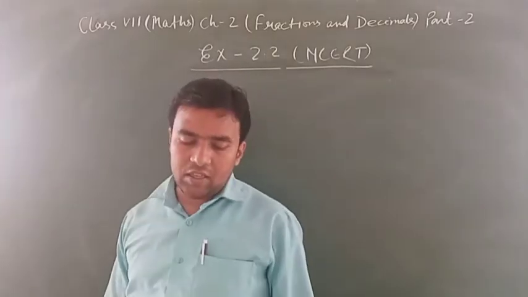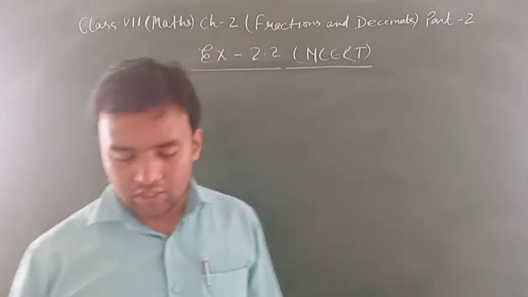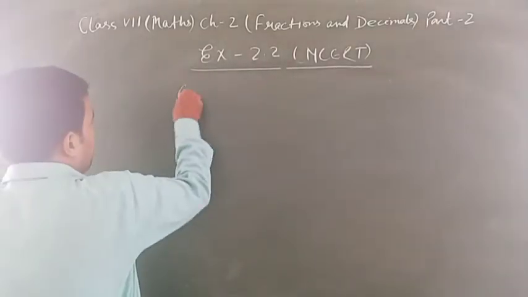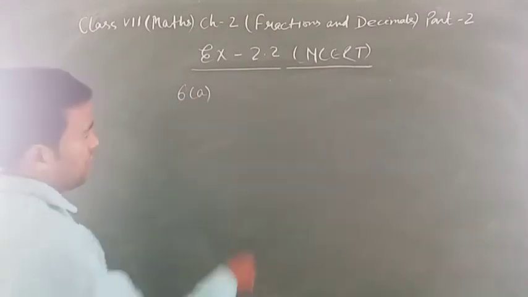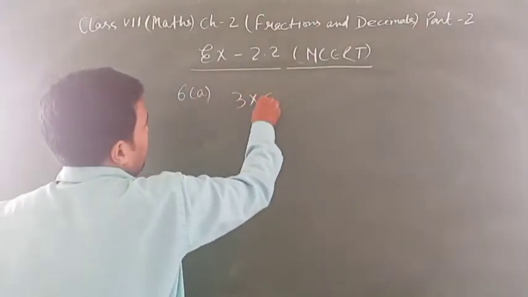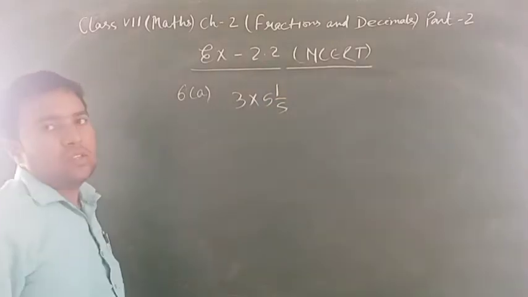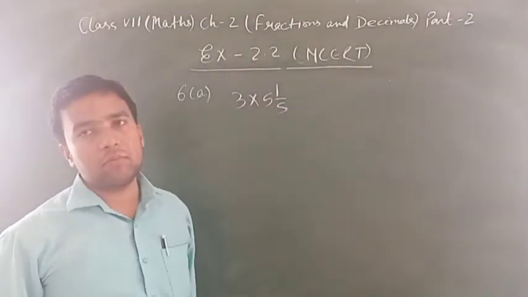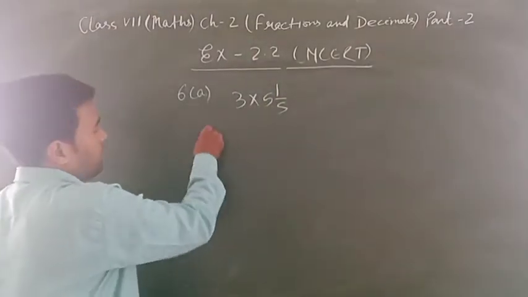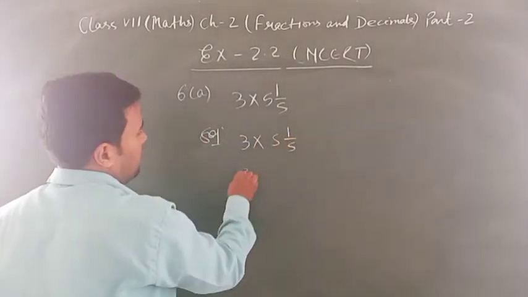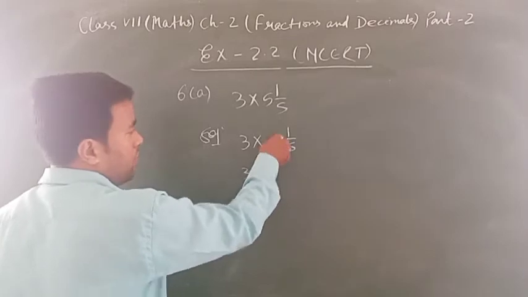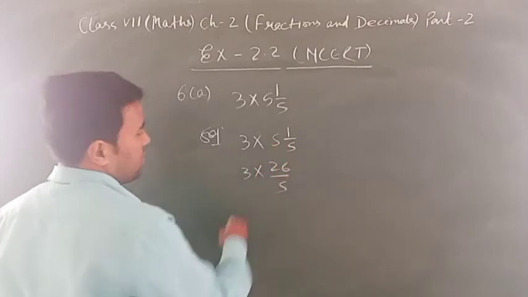Question number 6. Multiply and express as a mixed fraction. Means first you do multiply, after that express as a mixed fraction. 3 into 5 whole 1/5. 3 into 5 whole 1/5 means 5 whole 1/5. 3 into 5, 5 threes are 15... 5 into 5 is 25, plus 1 is 26/5.